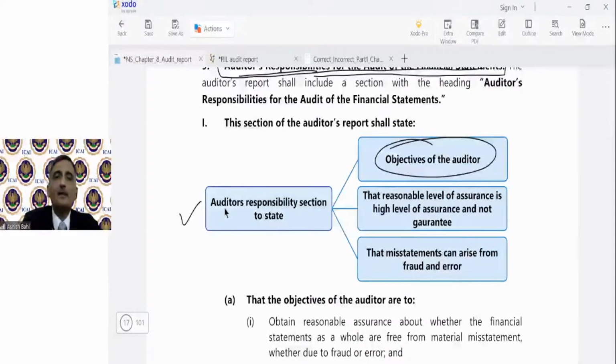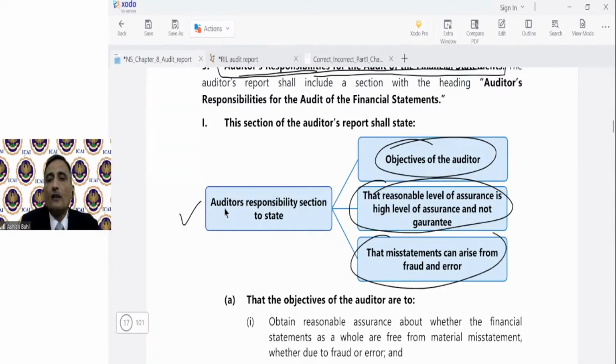Now you will state that the objective of the auditor is to obtain a reasonable assurance that financial statements are free from material misstatements. First page, chapter 1, SA 200: objectives of an independent auditor while conducting audit of financial statements. And it would also state that reasonable assurance is a high level of assurance and not a guarantee. So the same thing was stated in the report which we were seeing, and that misstatements can arise from fraud or errors.